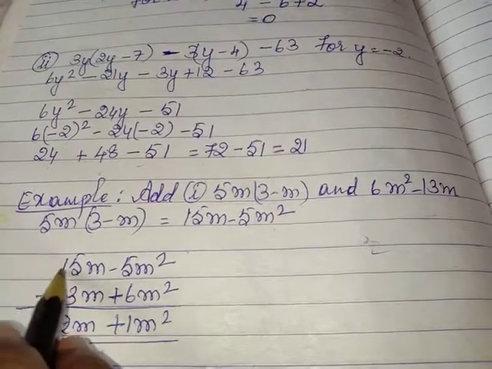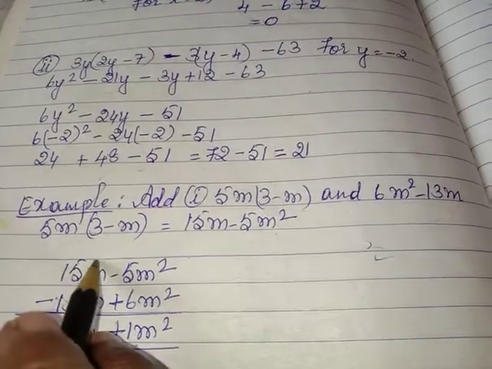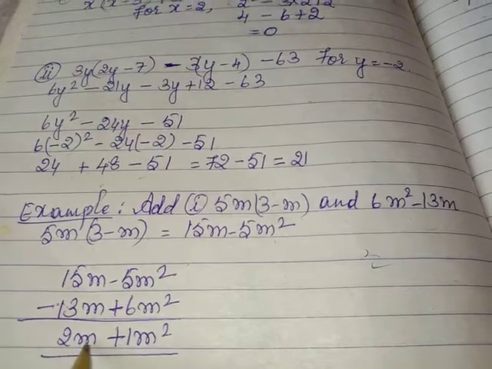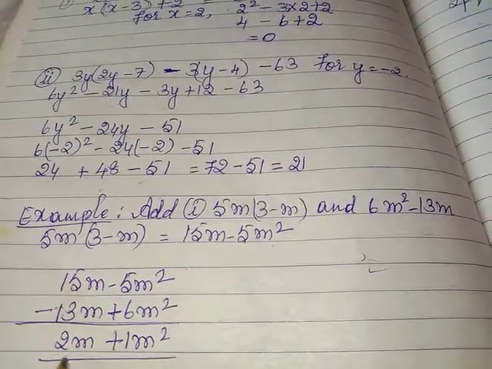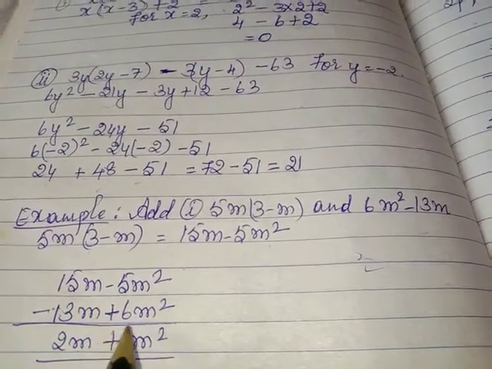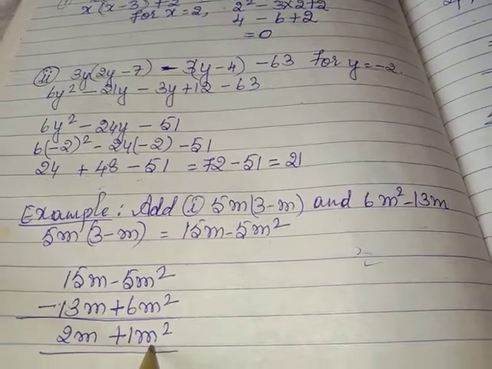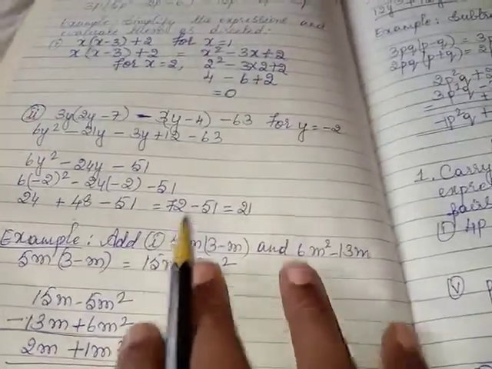Simplify. Plus minus is there, so we have to subtract. 15 minus 13 is 2m, the bigger number has the plus sign, so plus 2m. Minus 5 plus 6 is plus 1m square. Okay. Now the second problem.